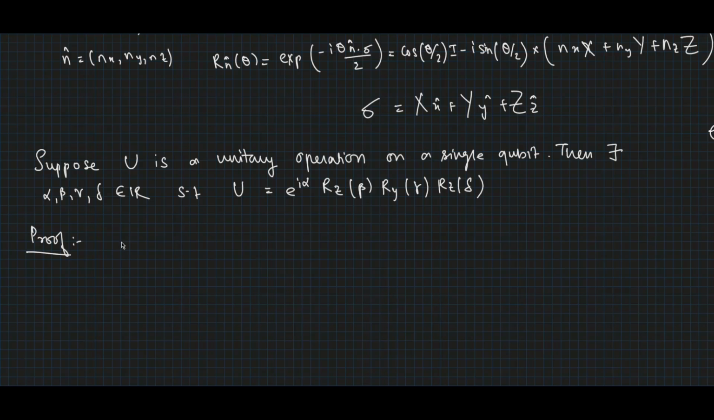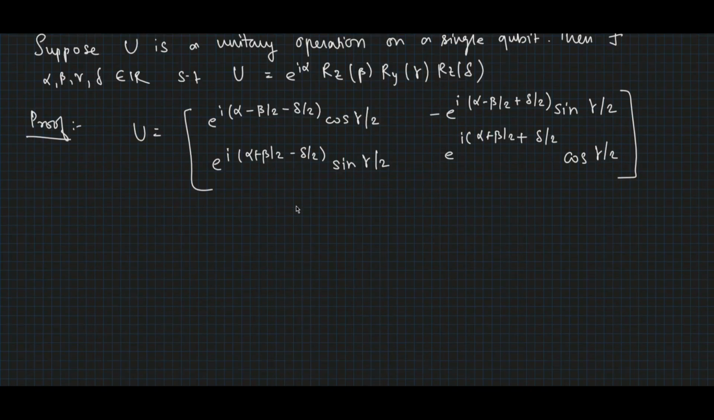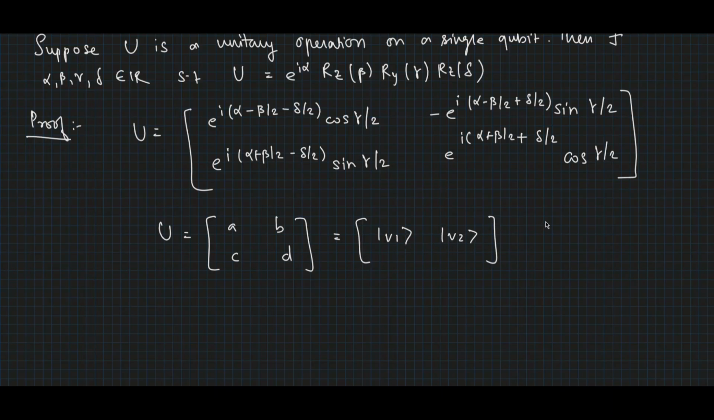Since U is a unitary operator, the rows and columns of U are orthonormal, from which it follows that U can be written as this matrix. In order to see why we can write U in terms of this matrix, let us consider U equal to [a b; c d], where a, b, c, d are four complex numbers, which can also be written as |v1>, |v2>, where v1 and v2 are column vectors, such that v1 will be equal to (a, c) and v2 would be equal to (b, d).